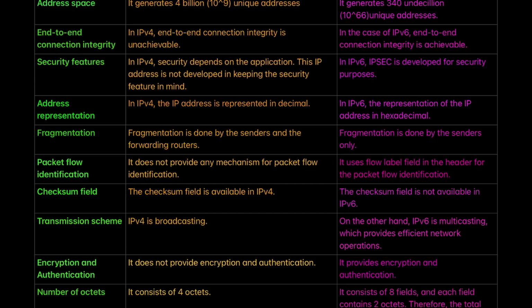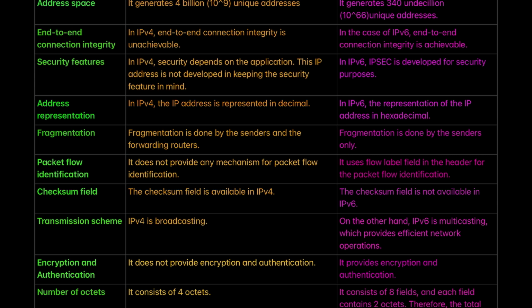Transmission scheme. IPv4 uses broadcasting. Broadcasting means whatever networks are there, it will give information to all the IP addresses. That means it forwards the packet to all the IP addresses which are present. On the other hand, IPv6 uses multicasting, which provides efficient network operation. In the case of multicasting, only a particular group of the network is accessed and provided the packets.